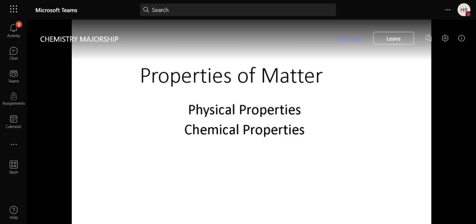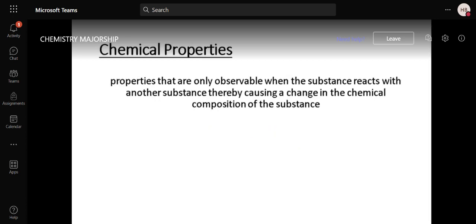Alright. Next we have, so we said, yun nga po yung sa physical. Ulitin natin. So for properties of matter, we have two, physical and chemical. Under physical, we have intensive and extensive. And then next we have your chemical properties. So for chemical properties, these are only observable when the substance reacts with another substance, meaning you are causing it to change chemically in terms of its composition.